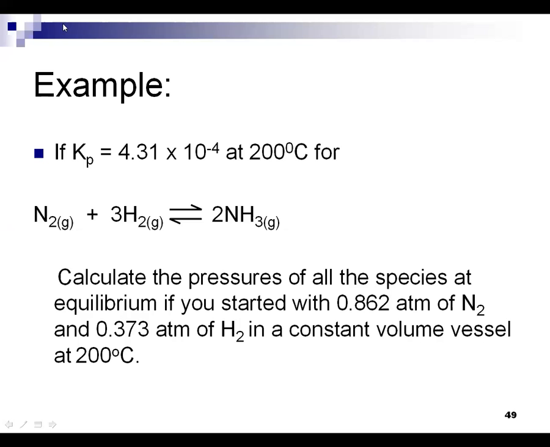All right, let's see here. So we have N2 plus 3H2, and that's going to give us 2NH3.